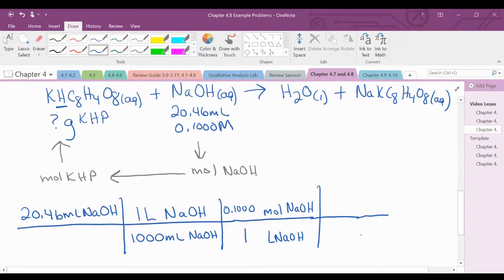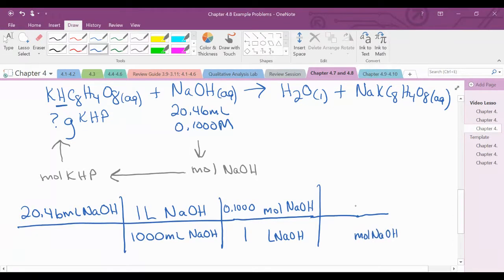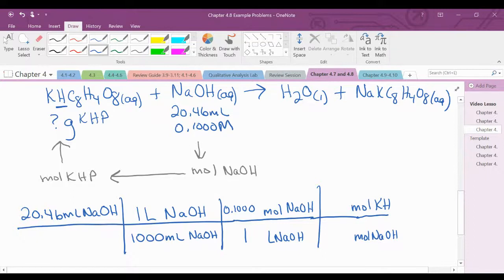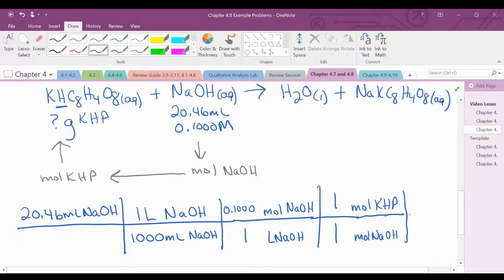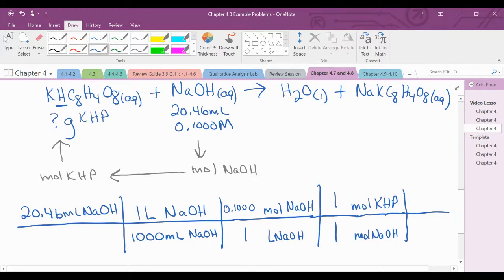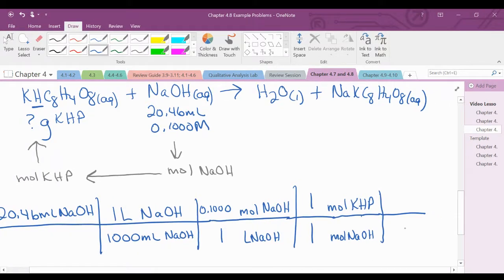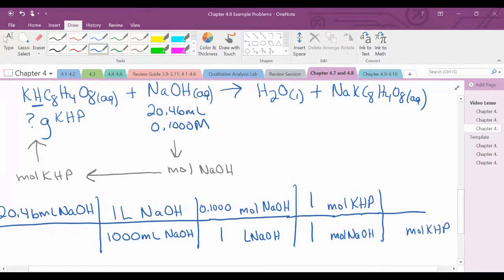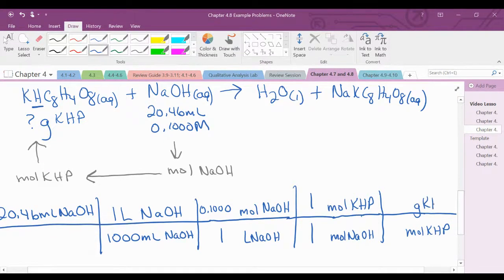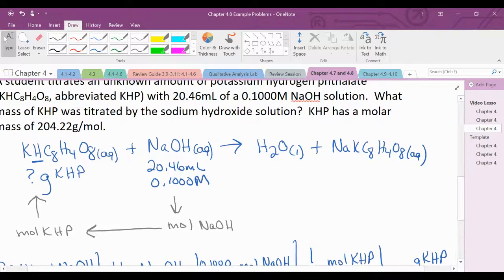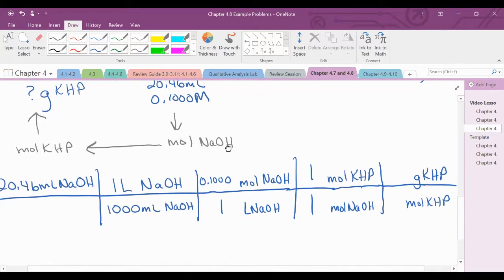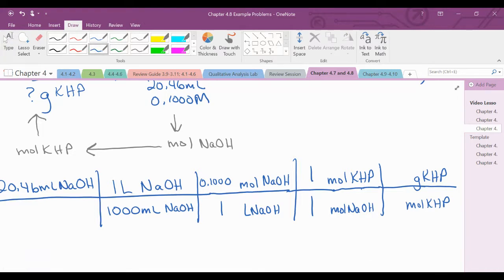Then I can convert from moles of sodium hydroxide to moles of KHP. This is a 1-to-1 mole ratio. And then I can convert from moles of KHP to grams of KHP. And this is the molar mass that was given to us in the problem right here. So you didn't have to calculate it for this one. If it wasn't given to you, you would have just calculated the molar mass. And it's 204.22 grams.